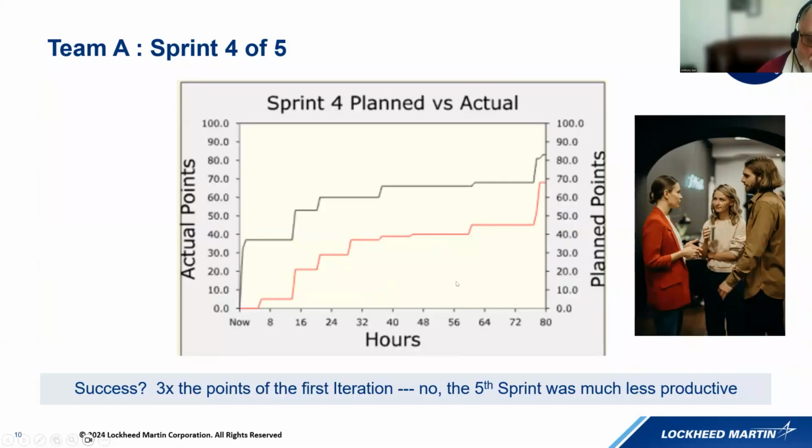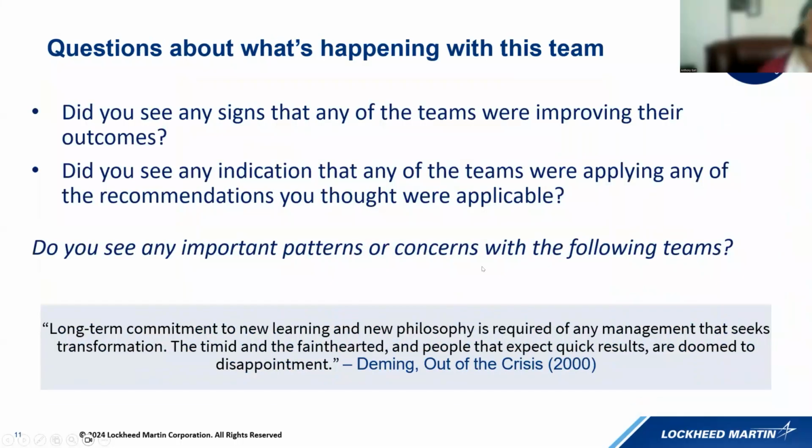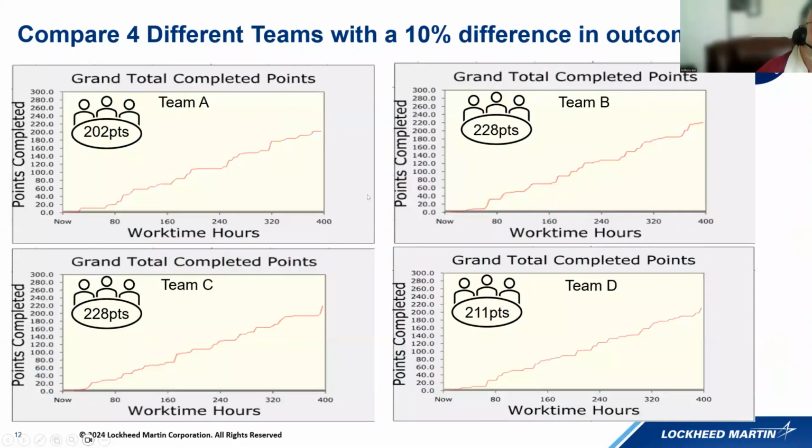The fifth sprint was less productive, but let's not worry about that. So what's happening here? Well, we were looking at that sprint by sprint every 2 weeks, but what if we looked at the whole 10 weeks? What if we looked at these different teams? What were the different outcomes?